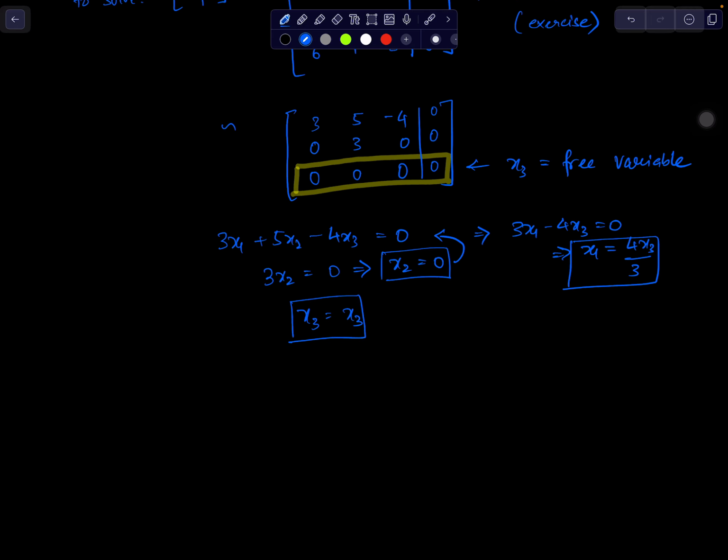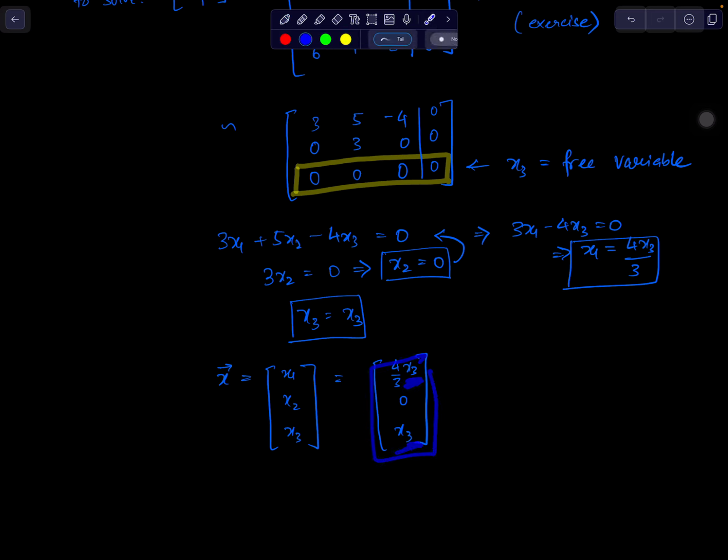And so eventually, how does your solution matrix look? So remember, it's x1, x2, x3. So you have 4 over 3 x3, 0, and then x3 itself. Now, if you recall the parametric vector form, because I have a free variable, I can write this whole thing in terms of one parameter, which is x3. And so finally, my solution is going to be equal to, so what do I get? I get x3 times 4 over 3, 0, 1. So that's my solution.